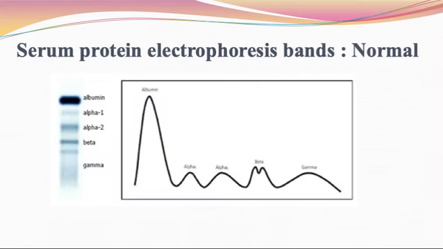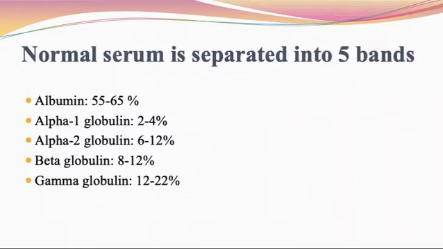And this is the serum protein electrophoresis. Normal serum protein is separated into 5 bands: albumin, alpha 1, alpha 2, beta and gamma. Albumin composes 55 to 65%, alpha 1 globulin 2 to 4%, alpha 2 globulin 6 to 12%, beta globulin 8 to 12%, and gamma globulin 12 to 22%.